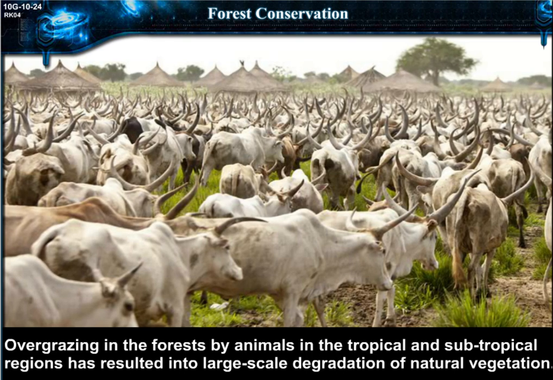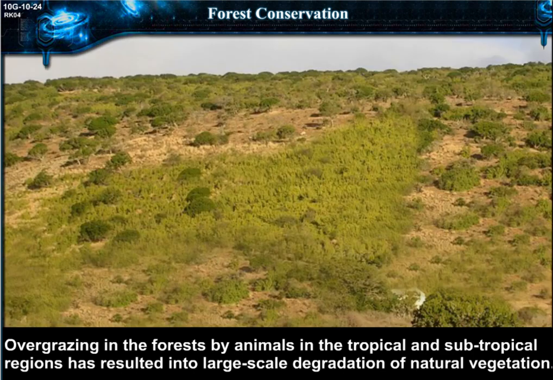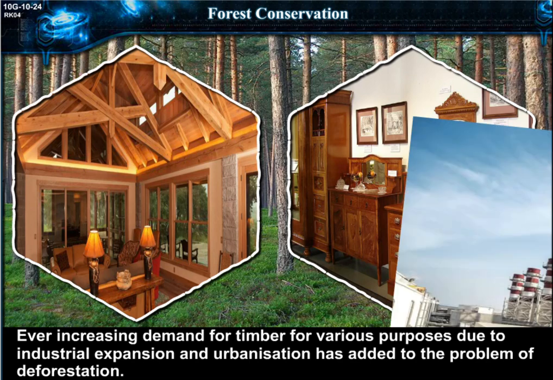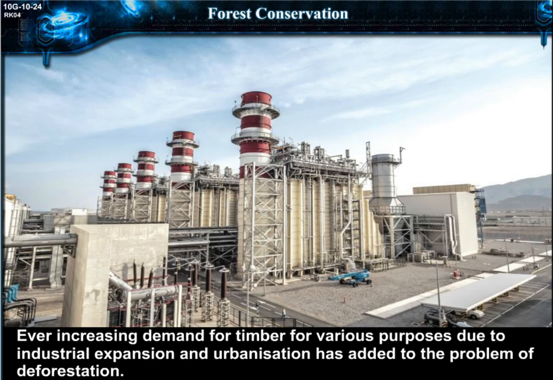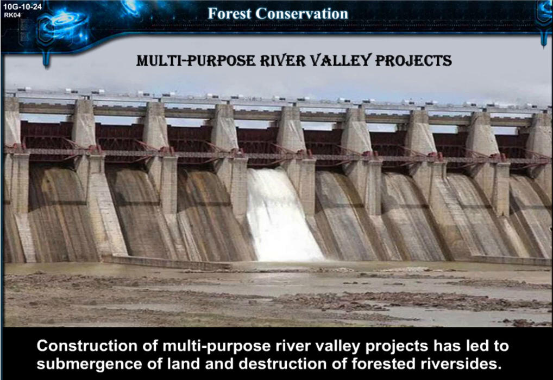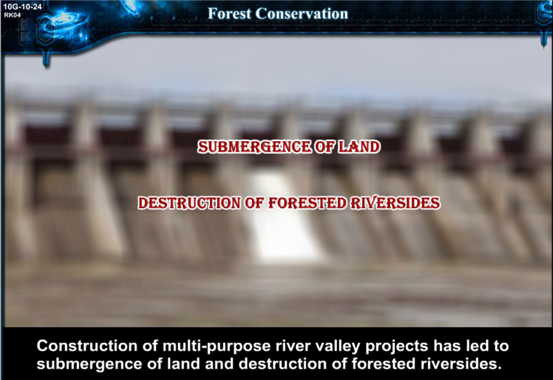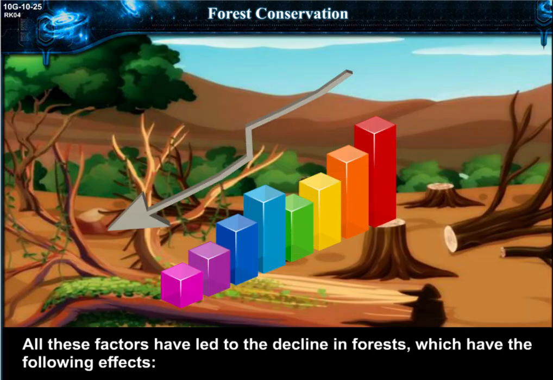Overgrazing in the forests by animals in the tropical and subtropical regions has resulted in large-scale degradation of natural vegetation. Ever-increasing demand for timber for various purposes due to industrial expansion and urbanization has added to the problem of deforestation. Construction of multipurpose river valley projects has led to submergence of land and destruction of forested riversides. All these factors have led to the decline in forests, which have the following effects.